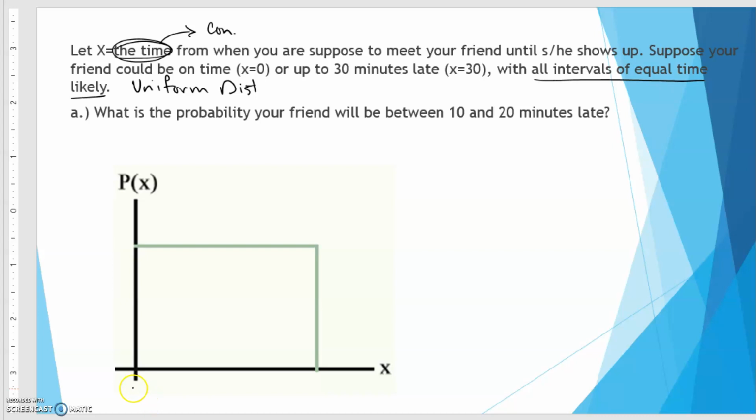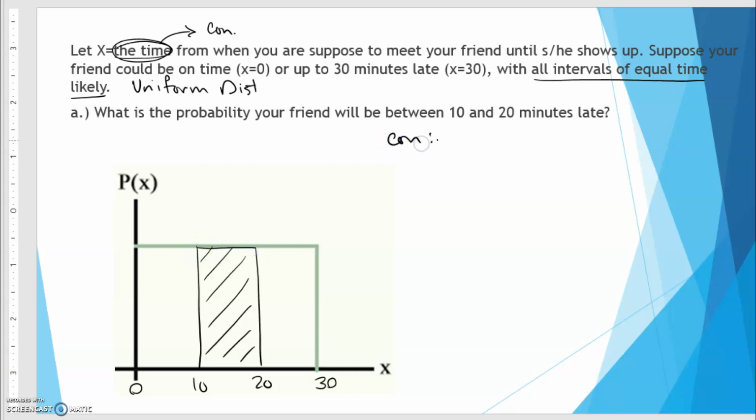Okay, so it says it goes from 0 to 30 minutes. Now what we're trying to find is the probability that your friend will be between 10 and 20 minutes late. So we're looking for this probability here. But remember, since this is continuous, we know that probability is the same thing as area. So if I find the area of that rectangle, then really I found the probability of being between 10 and 20 minutes late.